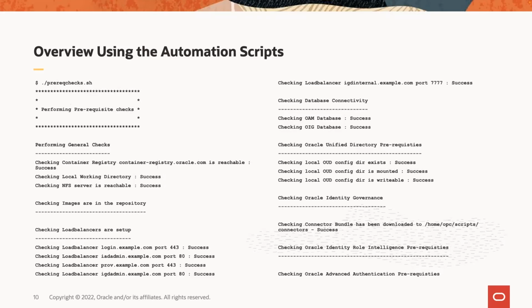Here we can see a sample execution of the prerequisite check script, which shows the checks being made. Note that in this case, the Oracle Container Registry is being used instead of local images. And once the checks return a success, we can proceed with running the provisioning script.